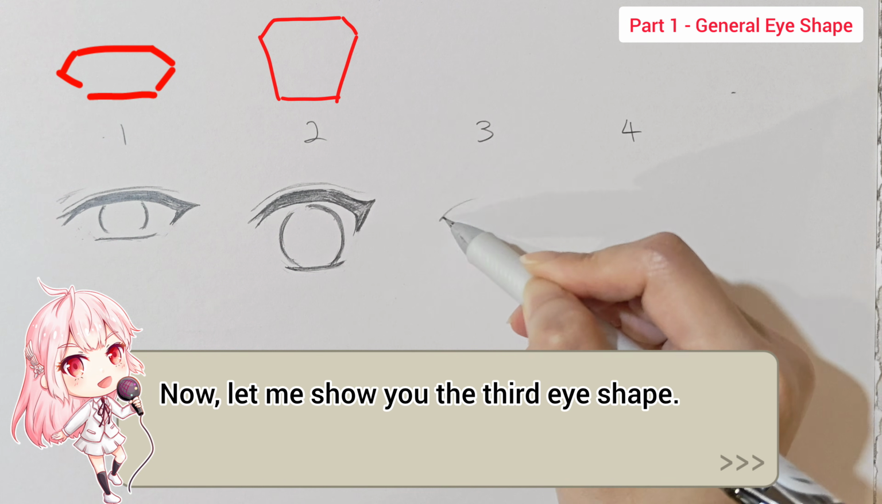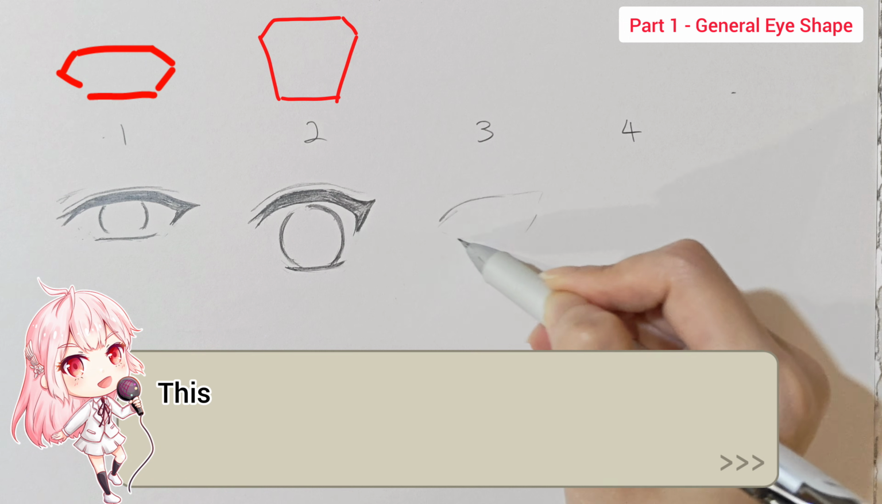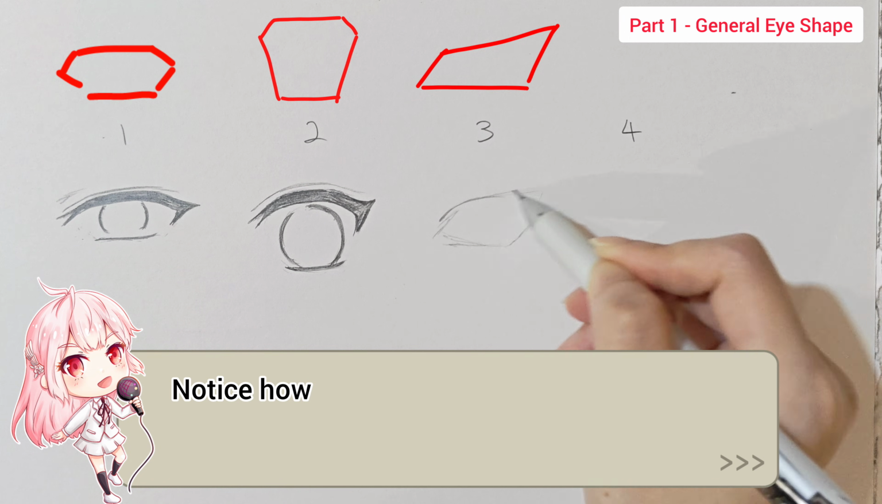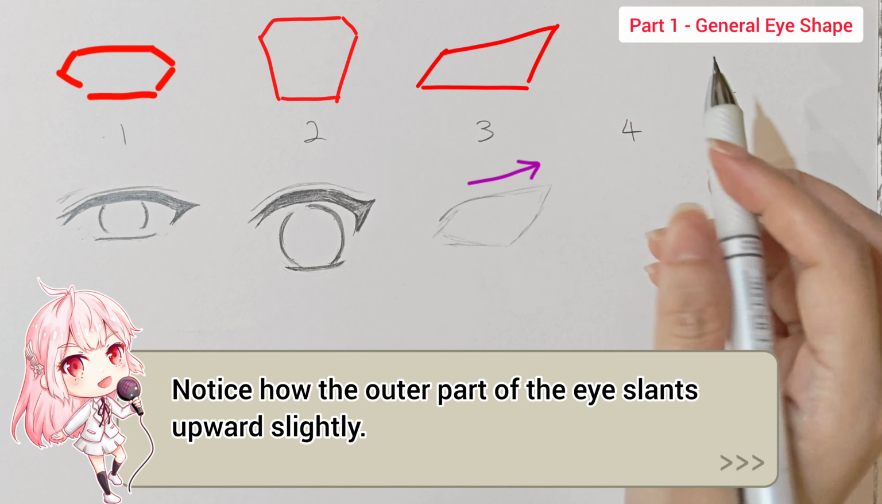That's why it's important to visualize the general shape of the eye before you start drawing. Now let me show you the third eye shape. This time, I want a more fox-like or cat-like eye. Notice how the outer part of the eye slants upward slightly.